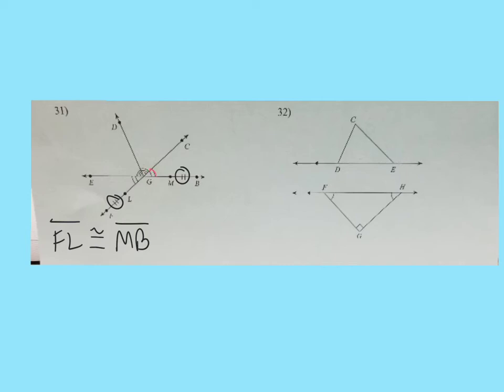Now arcs are congruent angles. So I know this angle is congruent to this angle. So that means I'm going to say angle EGL. There are other ways to write that. You could write FGE, EGF, LGE, but it is congruent to angle CGM.